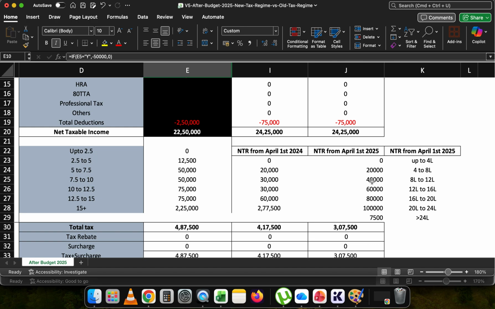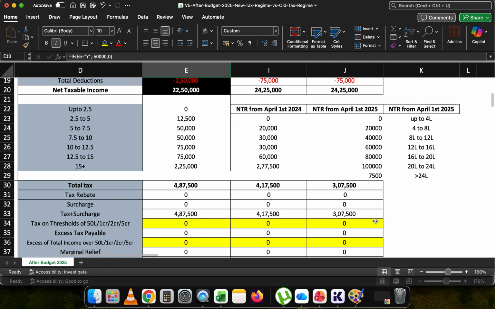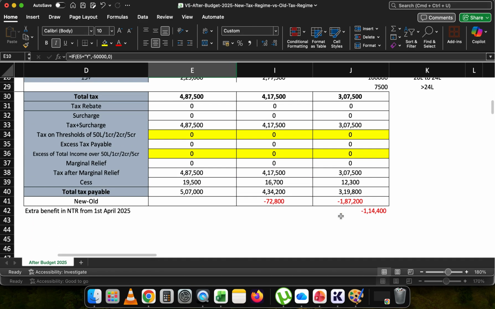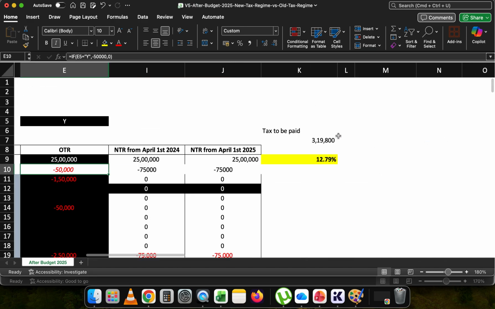And then 15%, so that is 40,000, 60,000 for 15%, then 20%, and then there is 1 lakh, and the amount exceeding 24 lakhs is 30%. So the actual 30% taxation is only for the amount exceeding 24 lakhs, and that is 7,500. So the total tax is 3,07,500. Then you have to add the surcharge, the marginal relief, and the cess. If you put that all inside, it is 3,19,800, which is what I had mentioned here. And 3,19,800 divided by 25 lakhs is 12.8%.